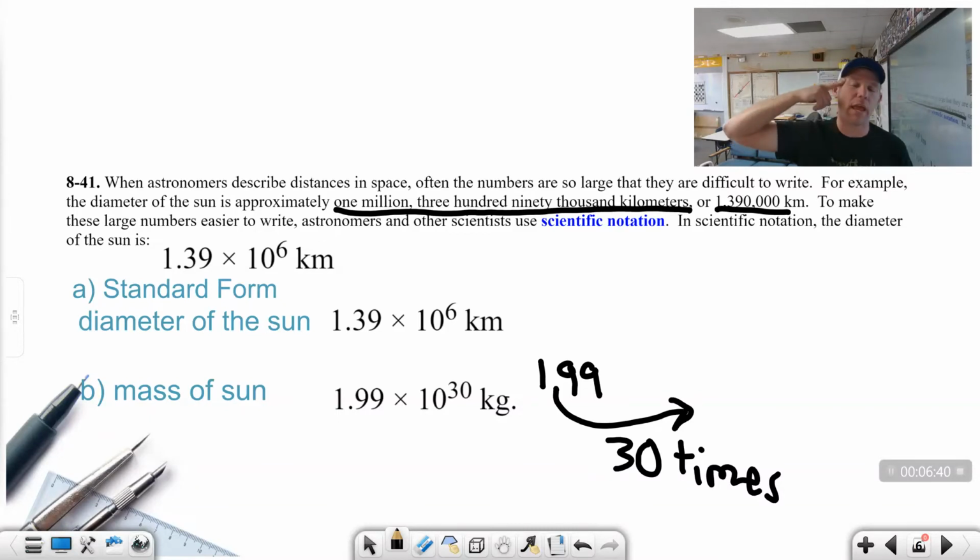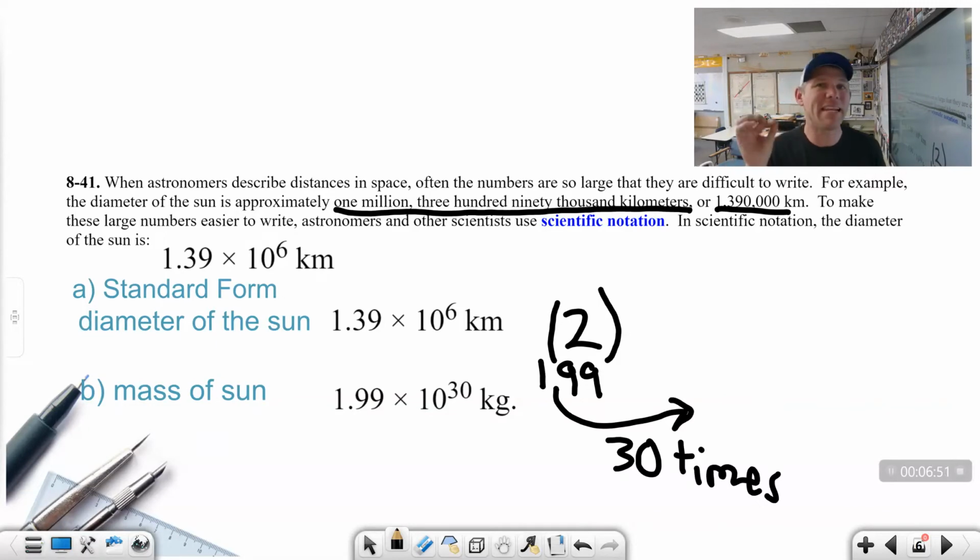Now do the math in your head. If you are moving that decimal place 30 times and 2 of the spaces are used for the 9 and the 9, how many zeros are you going to write? It's not 30. 2 of them were used up for the 9 and 9. So how many zeros? 28 zeros. You need to write 199 with 28 zeros. That number is enormous. Pause the video and write it out.